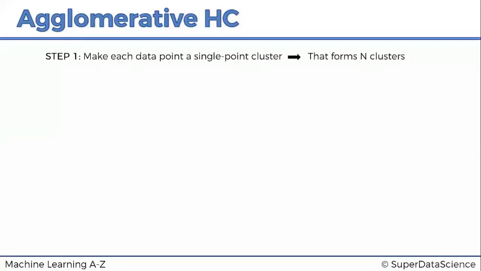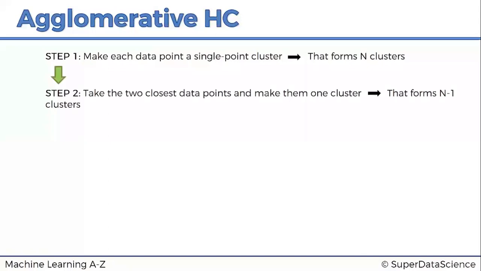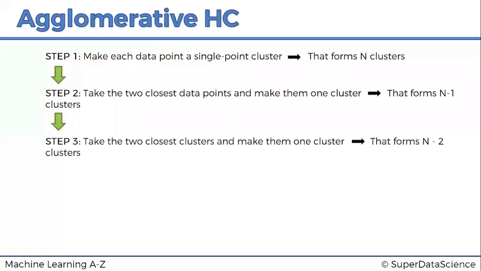Alright, so step one in HC is to make each data point a single-point cluster. So that forms n clusters. If you have n data points, your first step is to look at each one of them as an individual cluster. Then step two is to take the two closest data points and combine them into one cluster, and that forms n-1 clusters. Then step three is to take the two closest clusters out of the ones you now have and make them one cluster. That forms n-2 clusters.